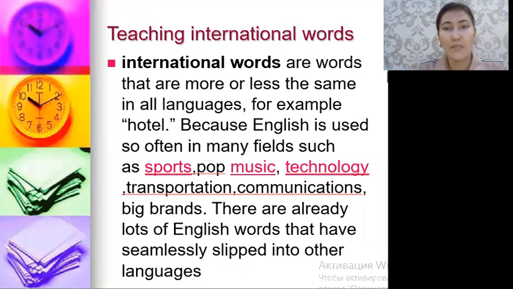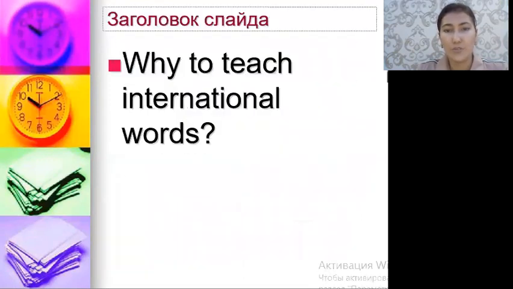Teaching international words. International words are words that are more or less the same in all languages, for example, the word hotel. Because English is used so often in many fields such as sports, pop music, technology, transportation, communications, and big brands, there are already lots of English words that have seamlessly slipped into other languages.